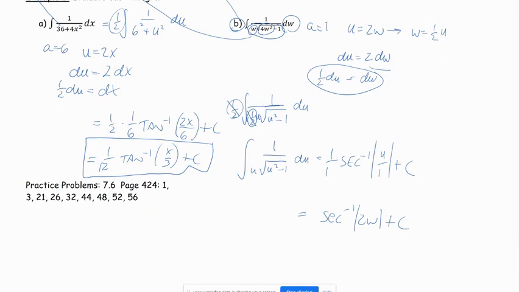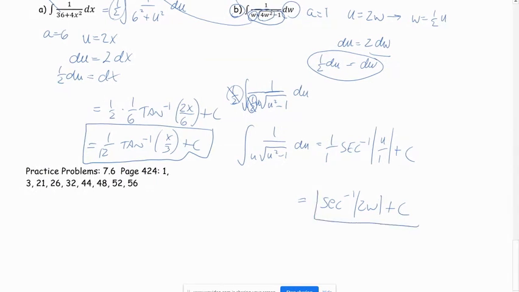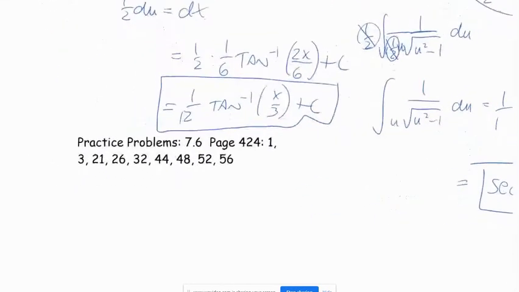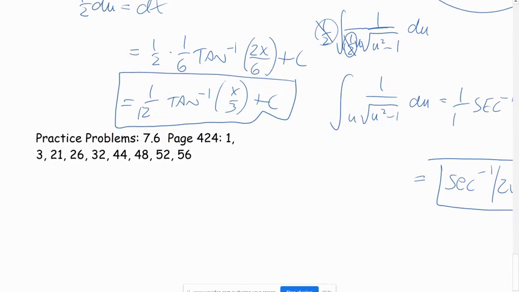And that's it for today's lesson. These are some good problems that you could try on page 424 to practice these concepts. And if you do odd problems, you can check your answers in the e-text. And if you do even problems, you can email me to get answers to those even numbered problems.